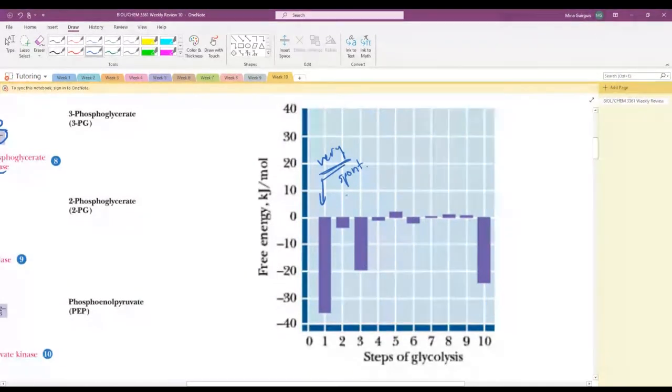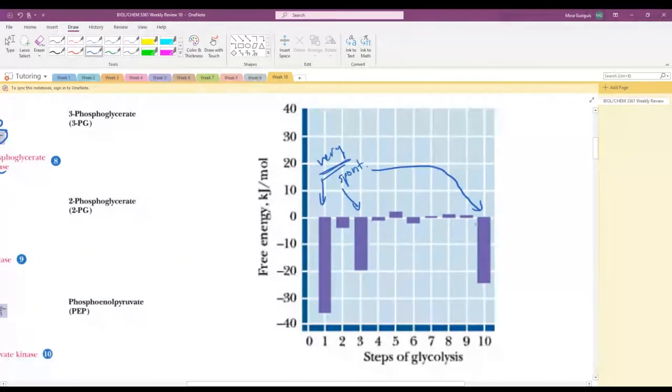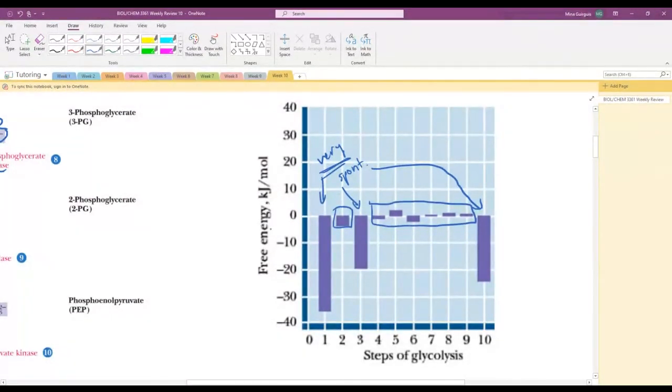Reaction 3 is also very spontaneous, and reaction 10 is very spontaneous. Every other reaction is close to 0. So under the right conditions, they can flip-flop, and they can be done in a reverse reaction.